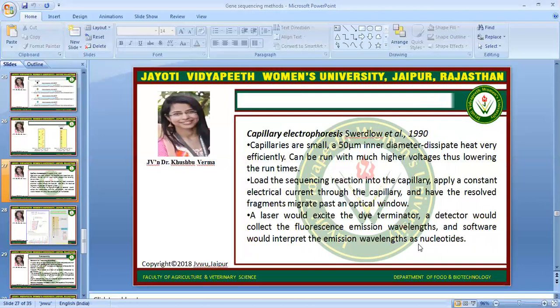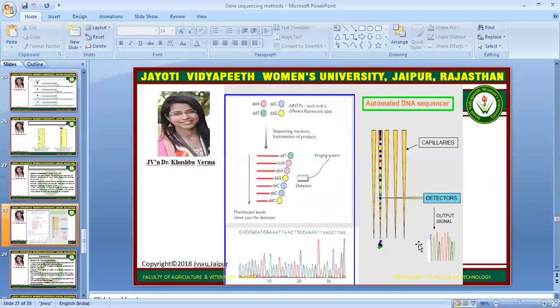Load the sequencing reaction into the capillary. Apply a constant electrical current through the capillary and have the resolved fragments migrate past an optical window. A laser would excite the dye terminator. A detector would collect the fluorescence emission wavelengths, and software would interpret the emission wavelengths as nucleotides.